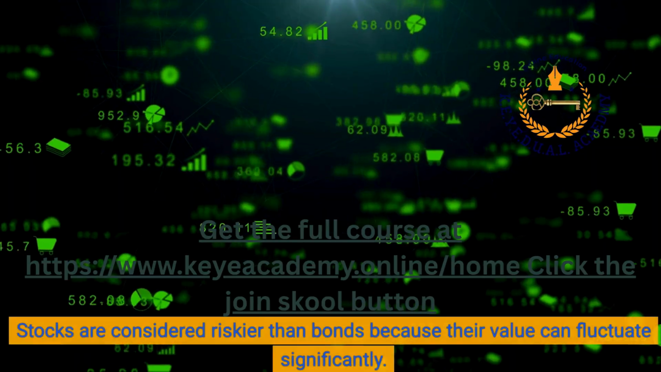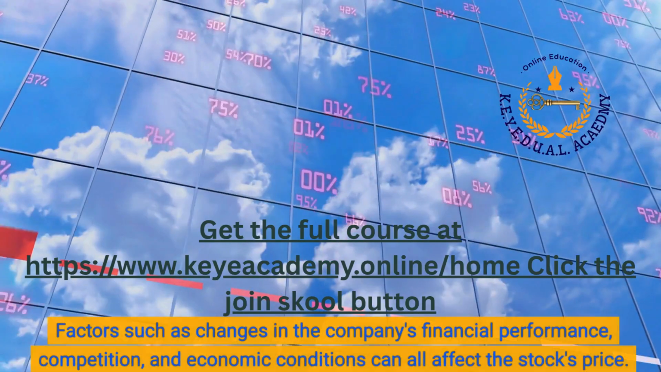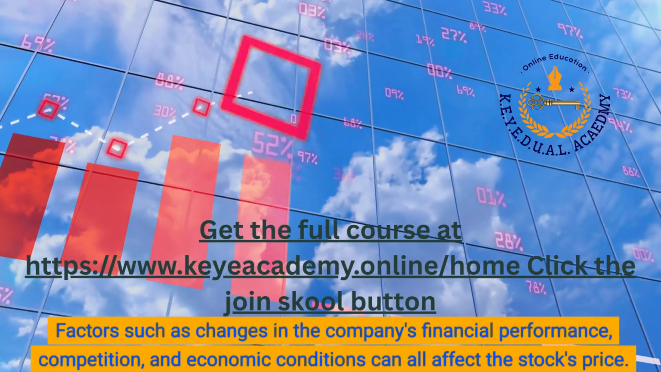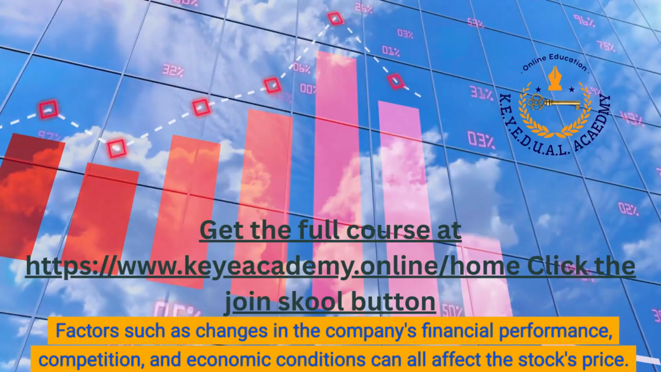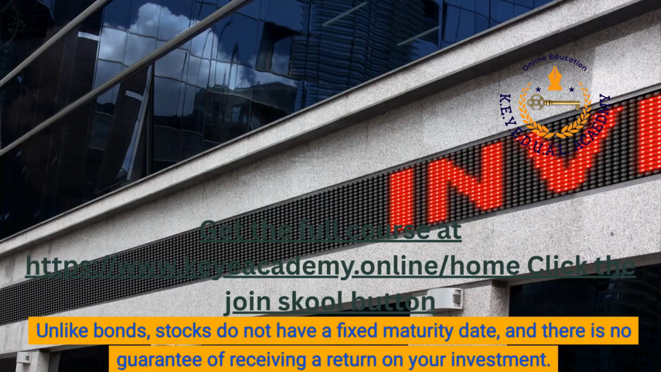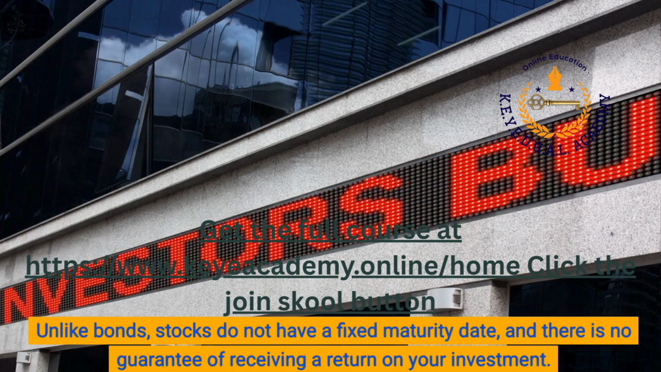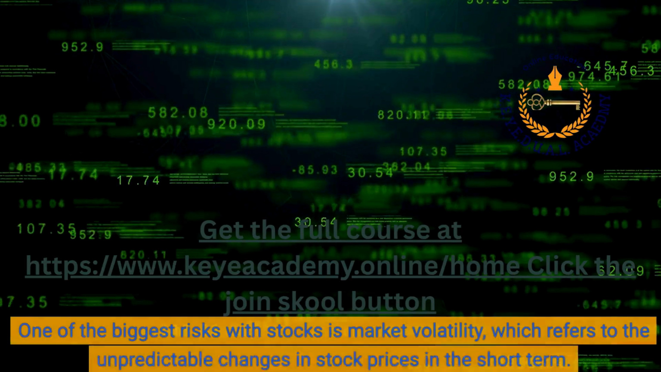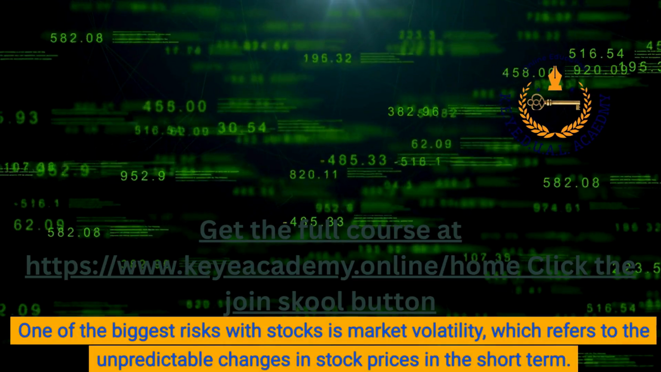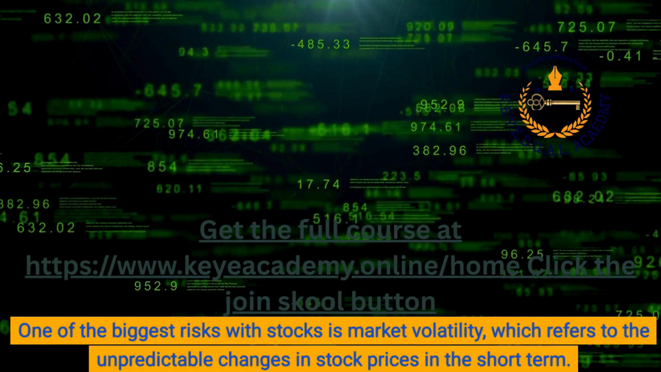Stock risk. Stocks are considered riskier than bonds because their value can fluctuate significantly. Factors such as changes in the company's financial performance, competition, and economic conditions can all affect the stock's price. Unlike bonds, stocks do not have a fixed maturity date, and there is no guarantee of receiving a return on your investment. One of the biggest risks with stocks is market volatility, which refers to the unpredictable changes in stock prices in the short term.